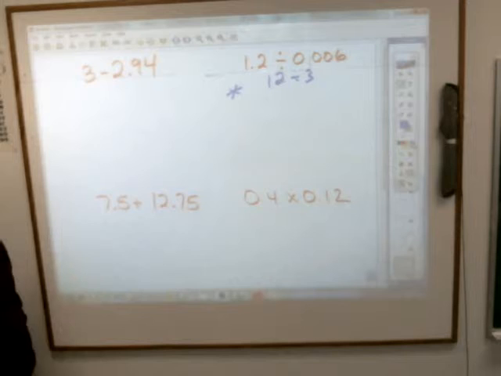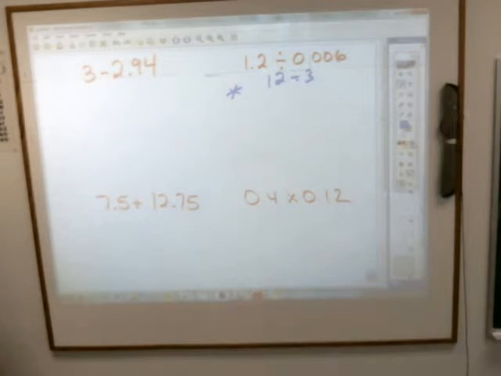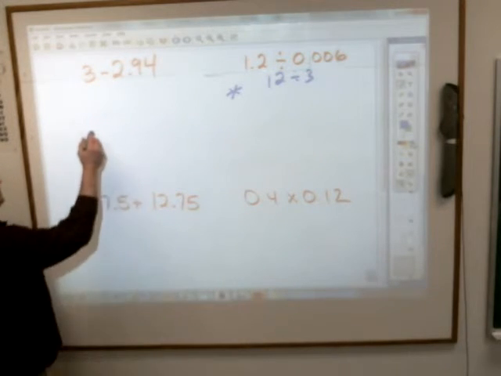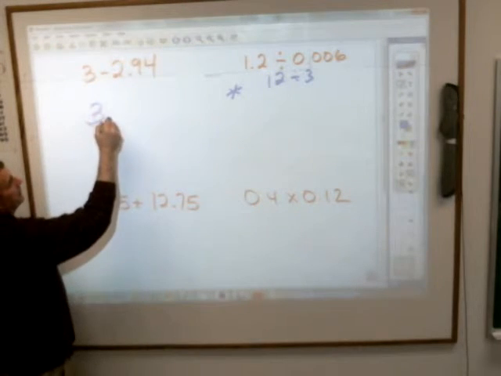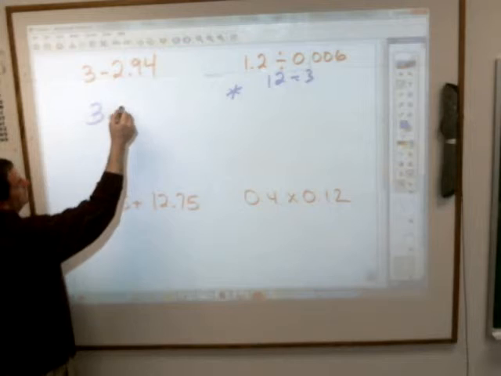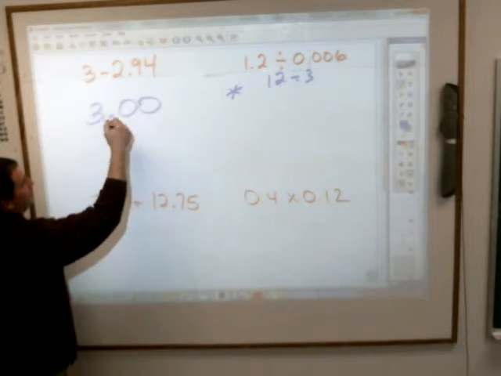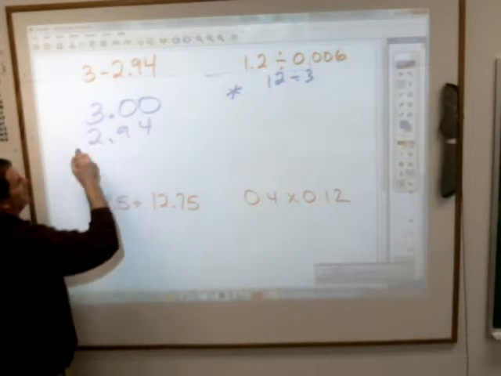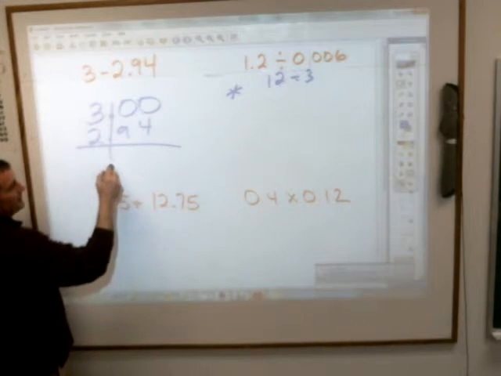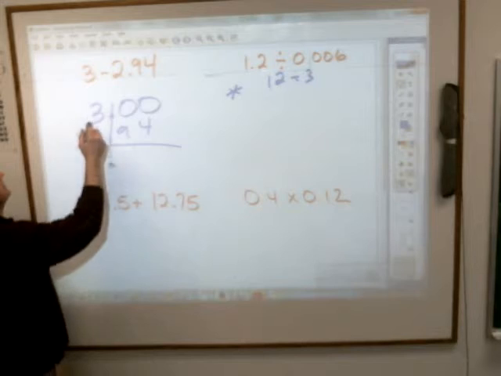Okay, for this first one, again, it's just as simple as this. By the way, it's subtraction. It has to be done in this order. 3 point, and you can add as many zeros as you like. I'm going to add a 0 so that it ends up being 2.94. You line up the decimals. In your answer, that decimal is going to go there as well.